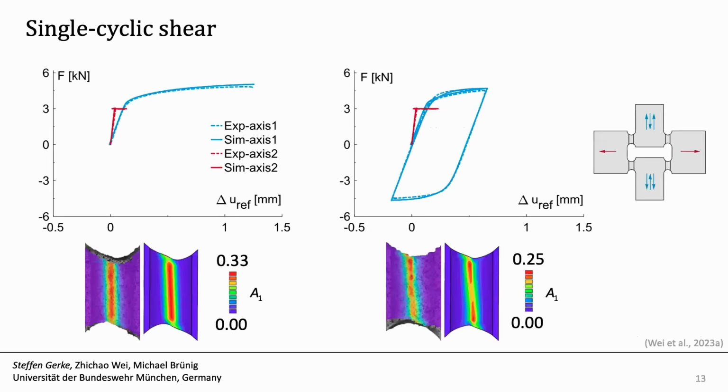Okay, let's have a look at some results. Here we have single cyclic shear, meaning here the red mark, you load up to a certain limit, and then you start doing cyclic loading here. And as you can see, we load first up to a certain limit in tension, and then we start loading just here. And you have big differences in the maximum displacement you can reach in this axis.